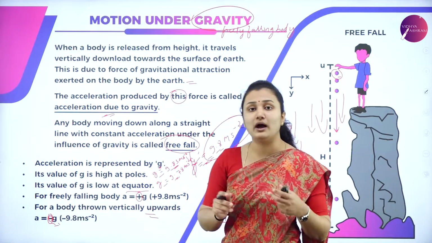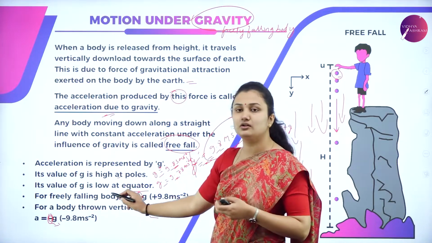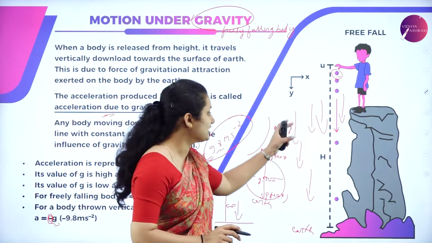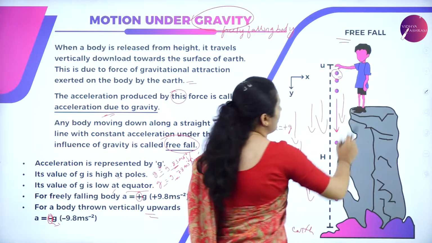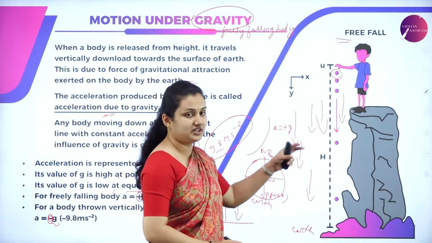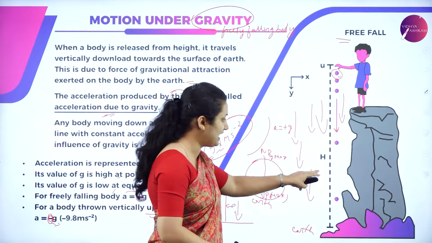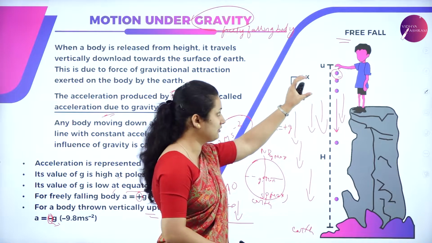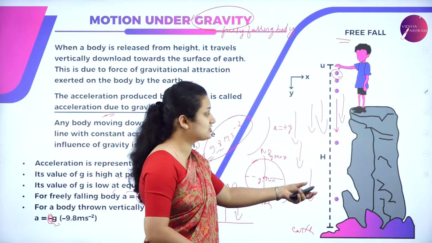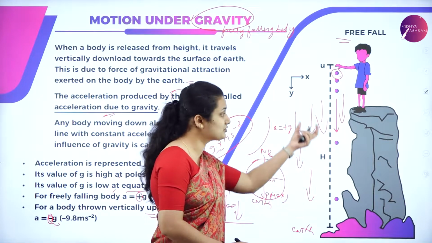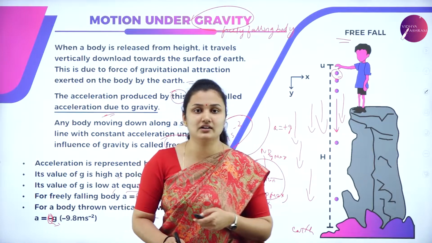And also we know that the value of g on the surface varies at different places. That's why it's high at the poles and low at the equator. This image clearly gives you a picture of what we mean by a freely falling object. The ball is moving towards the Earth from a certain height H, at the building, and when you drop the ball, it moves with uniform acceleration due to the influence of gravity. Gravitational force pulls that ball towards the ground. So this is about the motion under gravity.